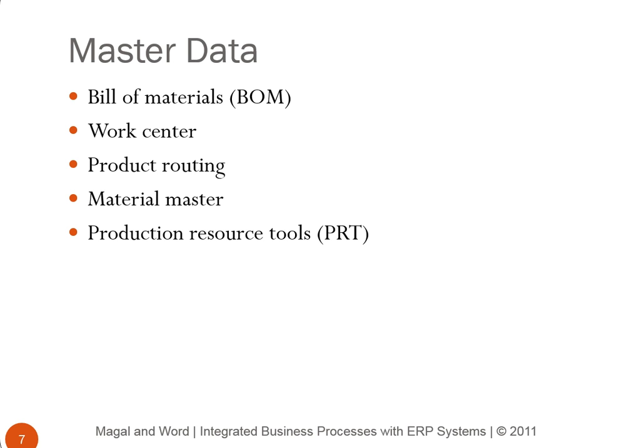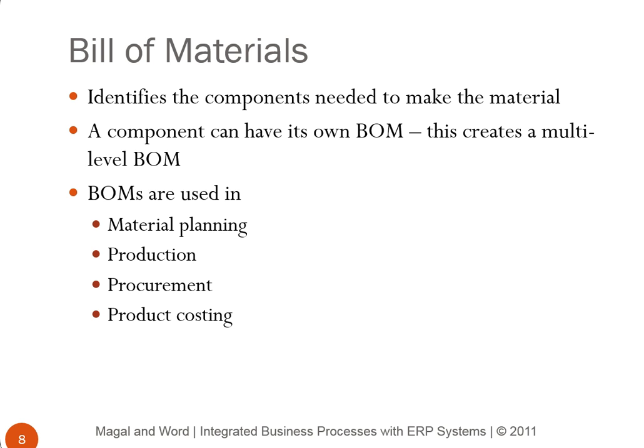Master data consists of the bill of materials, basically lists of raw materials that you need for the production. The work center at which the production will be, the different sections of the production line or assembly, if you will. Product routing, it also includes the material master and the resource tools that are needed for production. So these are all your master data. Bill of materials, basically the components you're required to make the material.